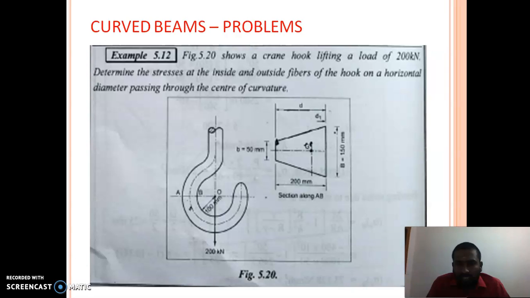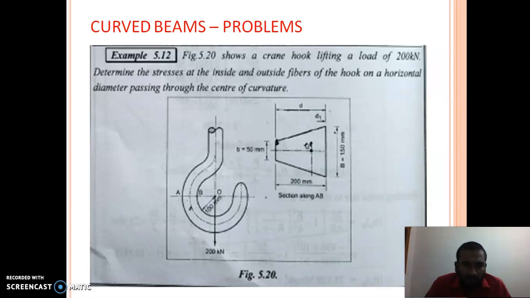So for calculating h square, you will be applying the h square for trapezoidal section. So here the small width is 50 mm, larger width is 150 mm. So total depth is 200 mm. The radius of curvature is 100 mm. The load is 200 kilonewton. So this load is also pulling the ends apart. So here also the moment is negative, and at A it's plus.